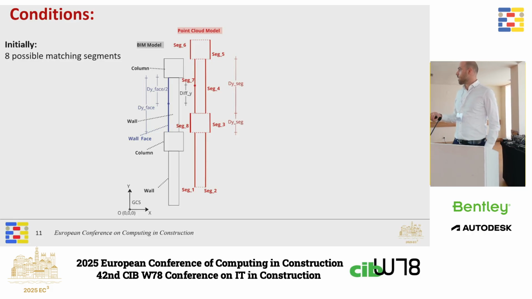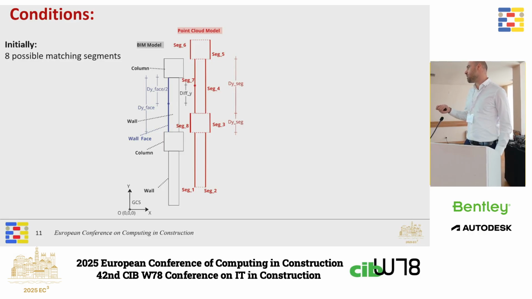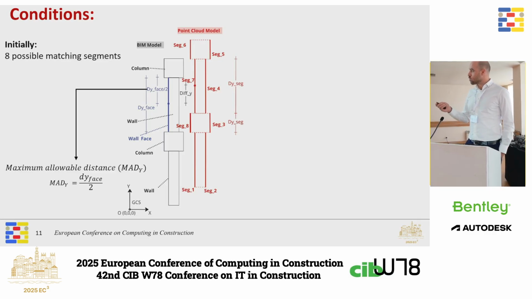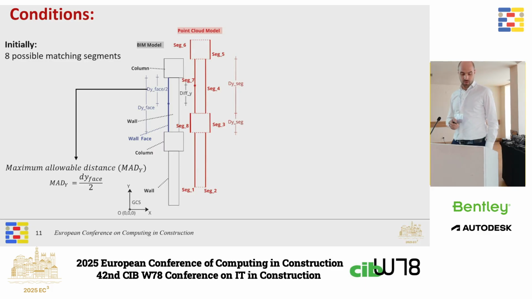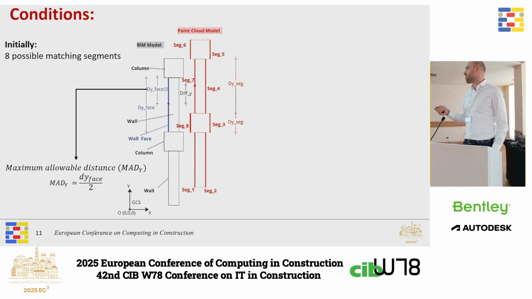Let's say we have this hypothetical scenario of a BIM model and point cloud model deviating in the field like this, and we want to match this phase with one of these segments. So initially we have 8 possible matching segments for this phase, so to identify its matching segment, we establish a maximal orbital distance that a segment can deviate from a phase, which is dy phase divided by 2.